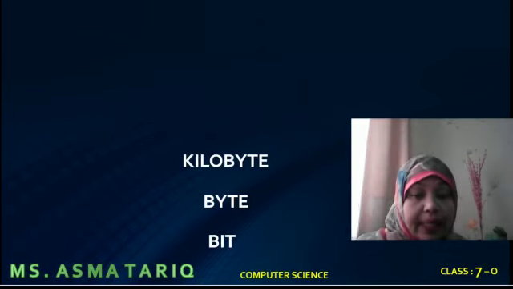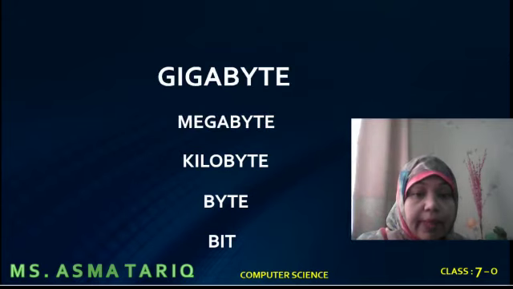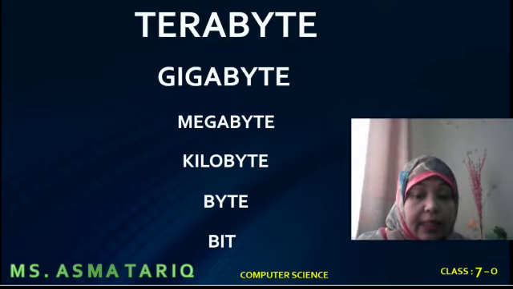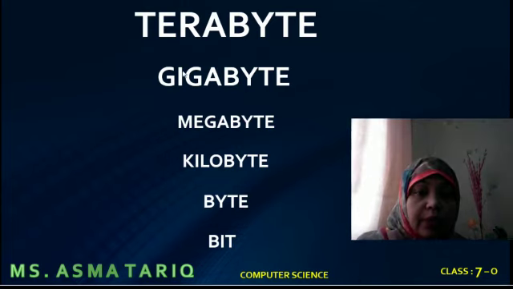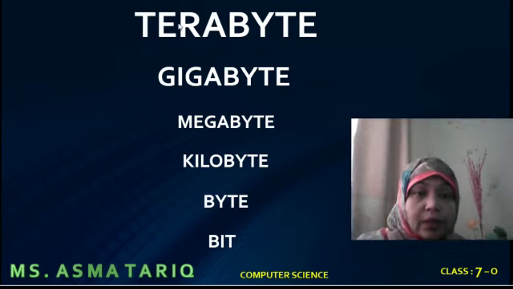Let's recap: bit, byte, kilobyte, megabyte, gigabyte, and terabyte. Bit is the smallest unit, and the combination of 8 bits represents 1 byte, which represents one character in the computer's memory, and 1024 bytes equals 1 kilobyte. Similarly, 1024 kilobytes equals 1 megabyte, and 1024 megabytes equals 1 gigabyte or GB. Similarly, 1024 gigabytes equals 1 terabyte or TB.